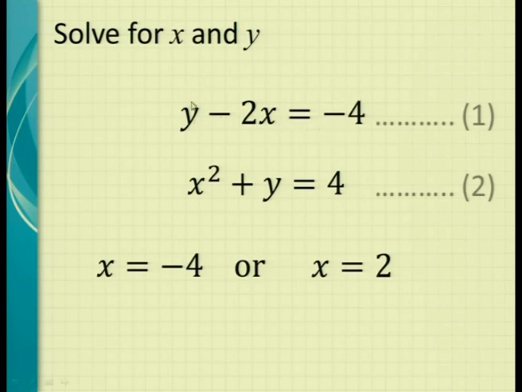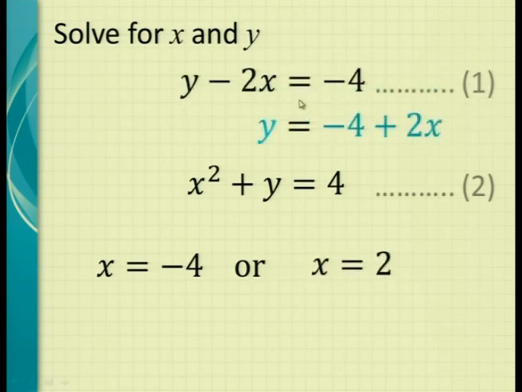Fortunately, this one here, equation number 1, we have already rewritten it. So it says y equals minus 4 plus 2x. Remember this? We did that a few slides back. Now, if you substitute those values for x into this equation, it will give you the values for y that correspond to these two x's. My question is this: how many values of y do you expect? You've got two values for x, so you expect two values for y.